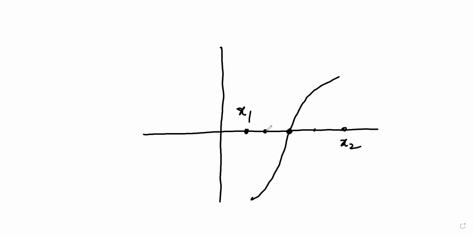If our x3 is here, then our solution interval is from here to here. If our x3 is here, then our solution interval is from here to here. Then we take the average again. Our x4 will be here or our x4 will be here. If x4 is here, then the solution interval is from here to here. Otherwise, the solution interval is from this point to this point.